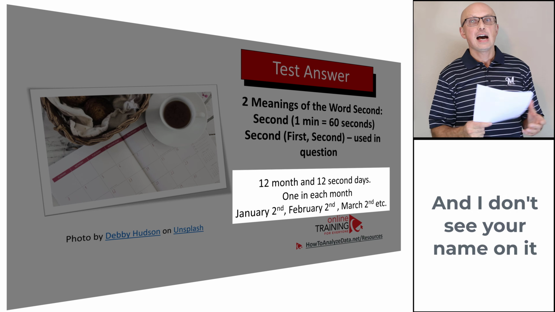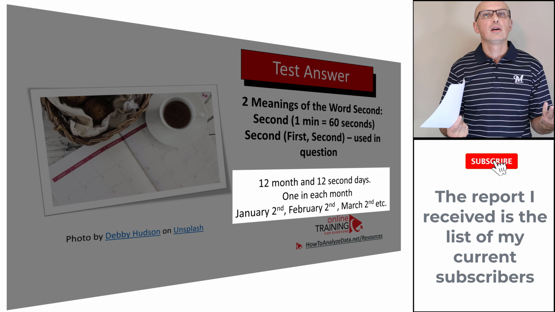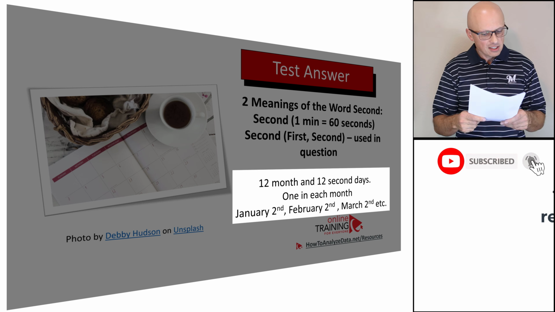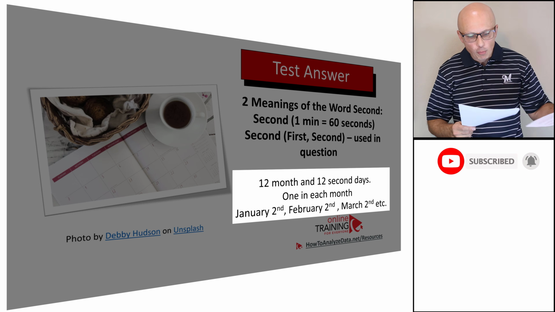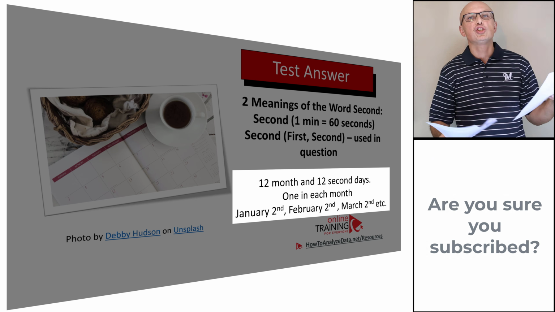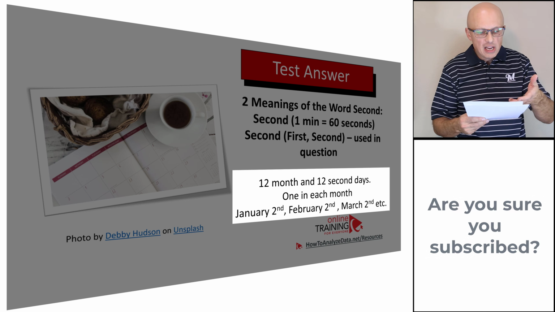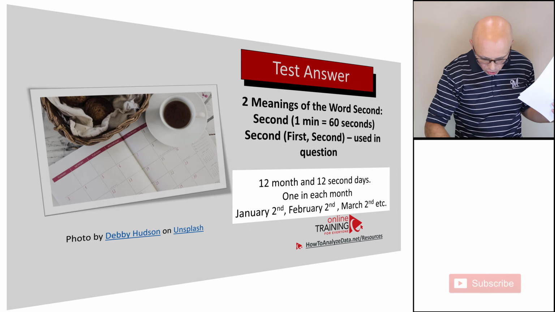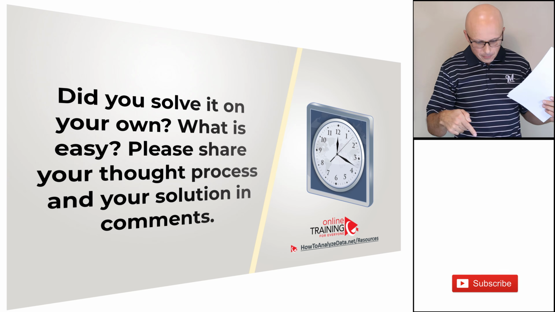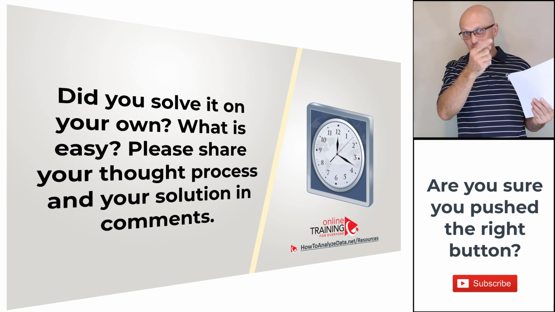So if we go back to the question, in the year there are 12 months, and there are 12 second days. 1 second day in each month. January 2nd, February 2nd, March 2nd, and etc. Hopefully you've nailed this question. It gives you some laughs, and you now know how to answer similar problems on the test.